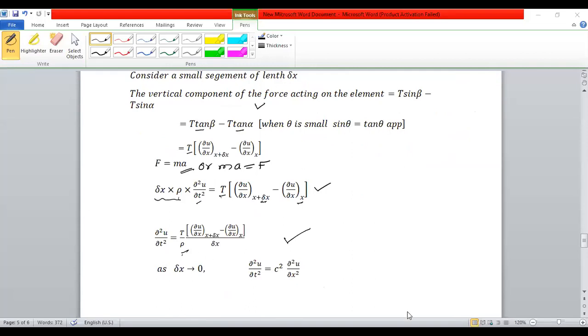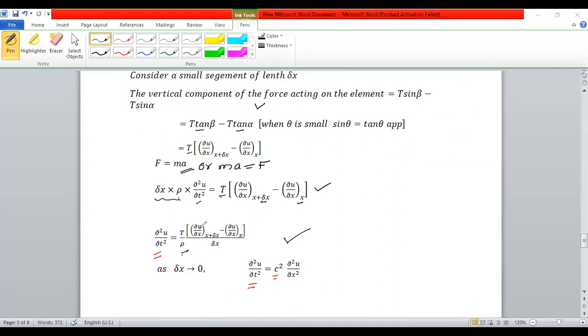As delta x tends to 0, there will be no difference in the left hand side, del square u divided by del t square, because there is no delta x here. It remains unchanged. T divided by rho is a constant. Let it be c square. And what do you call this?